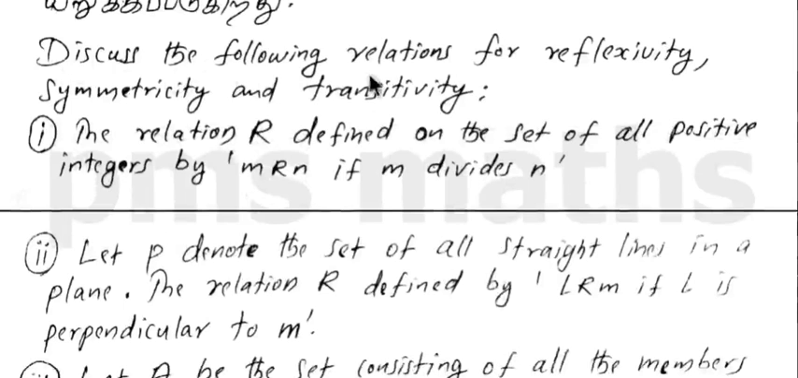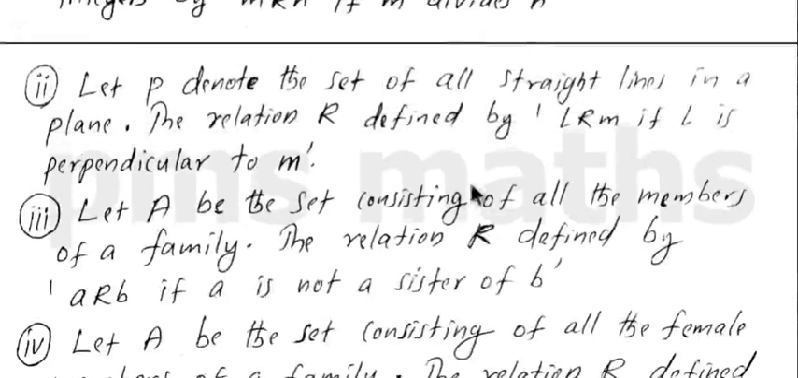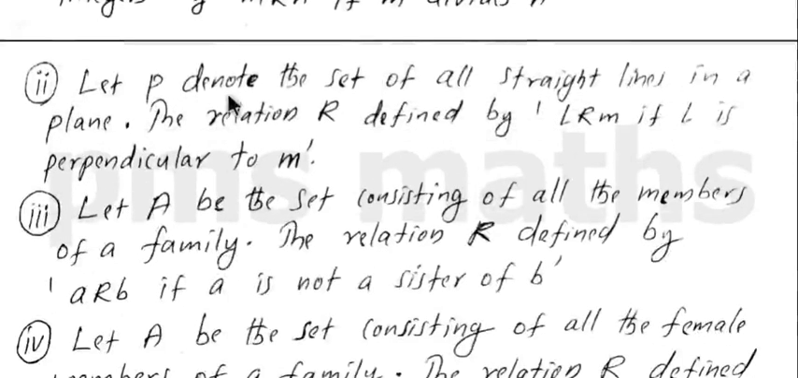Discuss the following relations for reflexivity, symmetricity, and transitivity. First one, the relation is defined on the set of all positive integers by m R n if m divides n. Second one, let P denote the set of all straight lines in a plane. The relation is defined by L R M if L is perpendicular to M.